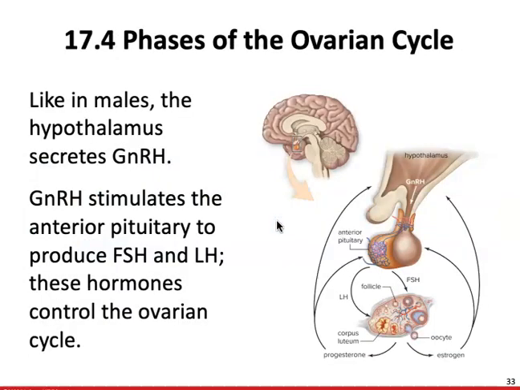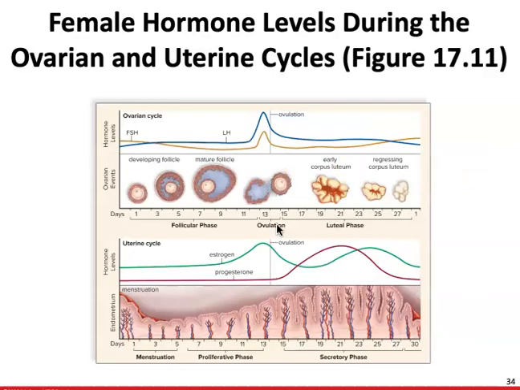Those phases of the ovarian cycle are going to be ultimately controlled by the hypothalamus. Just like in males, the hypothalamus is going to be responsible for secreting gonadotropin-releasing hormone. That gonadotropin-releasing hormone is going to stimulate the anterior pituitary to produce follicle-stimulating hormone and luteinizing hormone. Those hormones are going to be responsible for controlling the ovarian and uterine cycles.